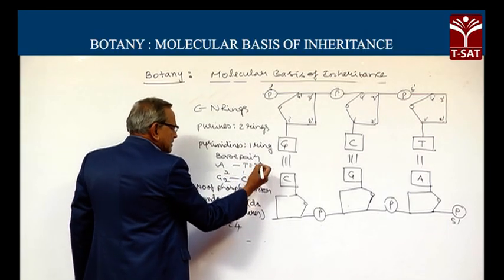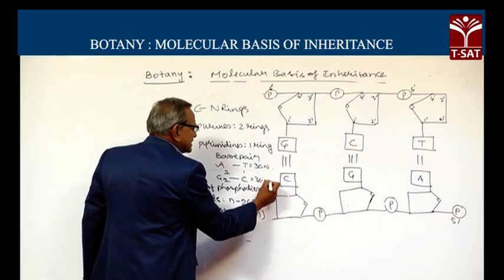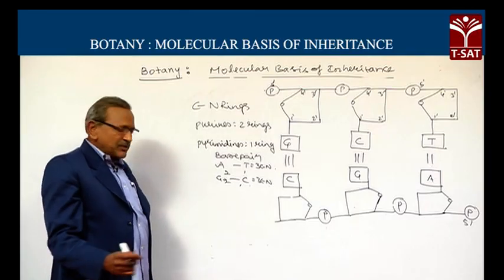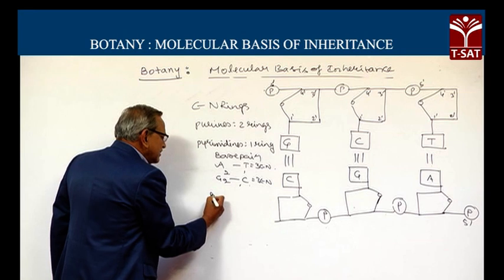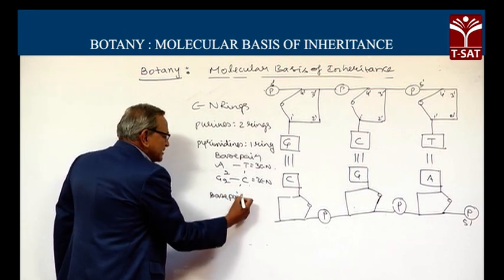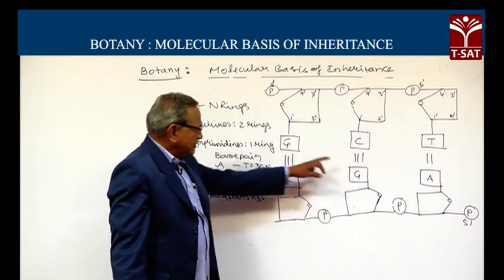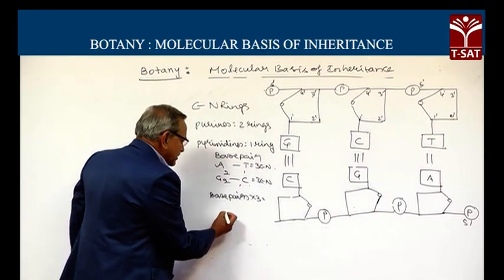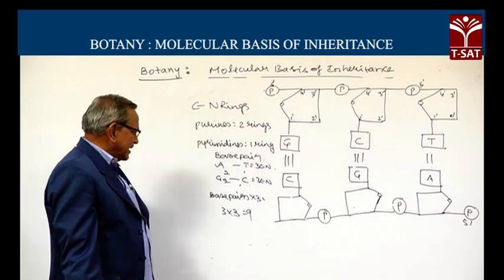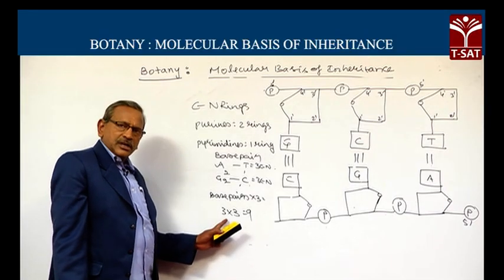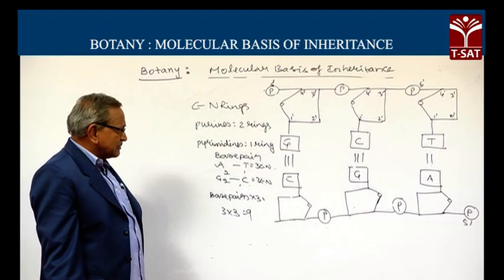So 3 CN rings are seen here. Here also 3 CN rings can be seen. This is the simple formula to calculate the number of CN rings, that is base pairs into 3. How many base pairs do we have here? 1, 2, 3. So 3 into 3, 9 CN rings are here.